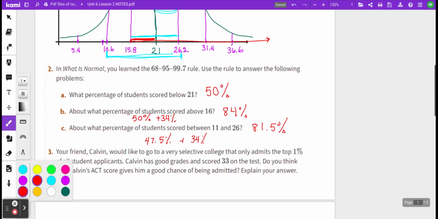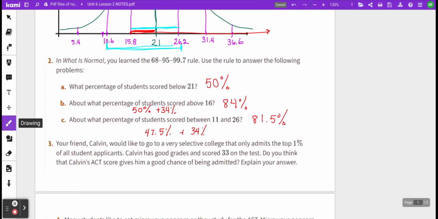Okay. So it says, your friend Calvin would like to go to a very selected college that only admits the top 1% of all student applicants. Calvin has good grades and scored a 33 on the test. Do you think that Calvin's ACT score gives him a chance of being admitted?